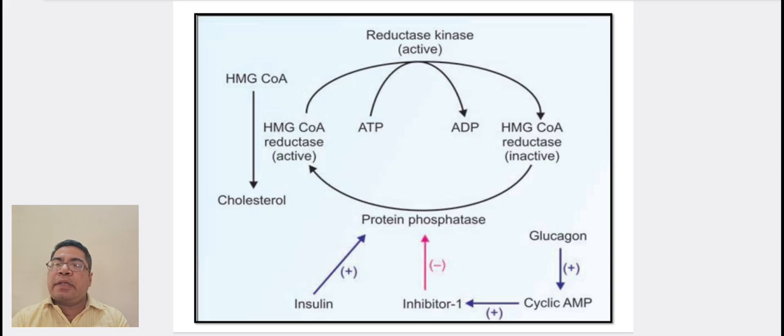Here in this diagram we can see HMG-CoA reduced to cholesterol with the help of enzyme HMG-CoA reductase, which is active. This active protein is converted into inactive protein with the help of enzyme reductase kinase, but it is brought back to its active form by the enzyme protein phosphatase.